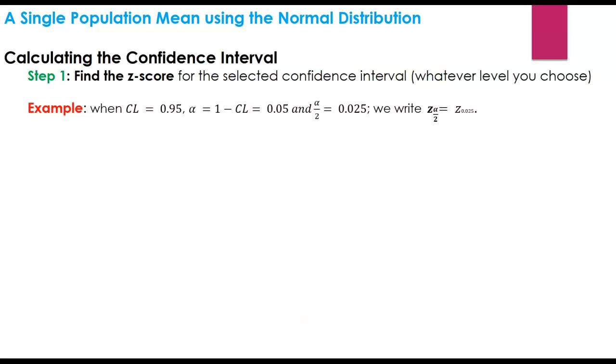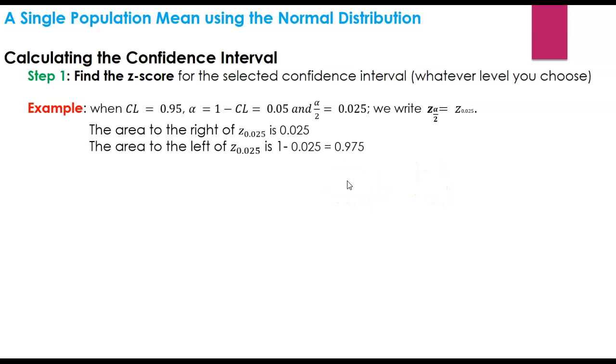For example, when the confidence level is 0.95, alpha is equal to 1 minus CL, which is 0.05. Alpha over 2 then would be 0.025, and we would write z of alpha over 2 is z of 0.025. The area to the right of z 0.025 is 0.025. We're interested in the area to the left, and you'll see why in a minute. The area to the left of z 0.025 is 1 minus 0.025, or 0.975.